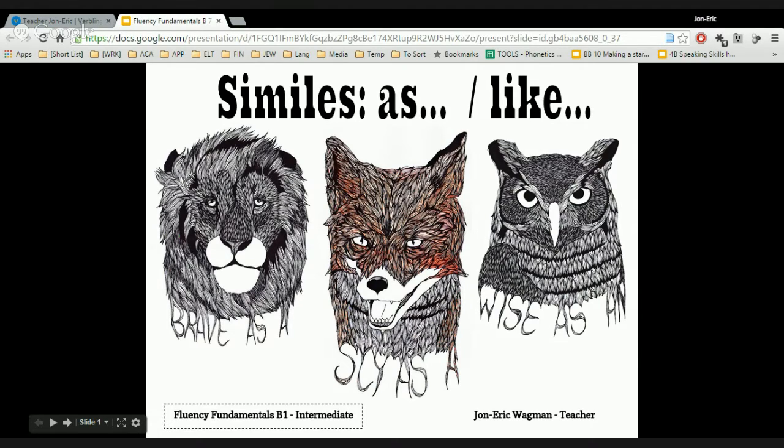Yes. Okay, great. Can you identify the three similes on the screen right now? Using as or like. Well, let's try it. Maybe you can use both. I don't know. Let's give it a shot. In the middle, it is a wolf, right? That is not a wolf. No, it's not a wolf. What animal is that? It is a fox. Sly as a fox.